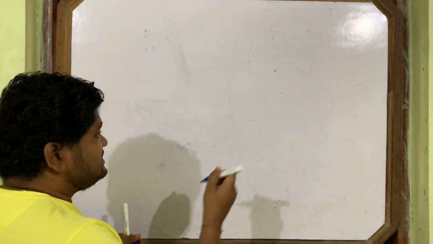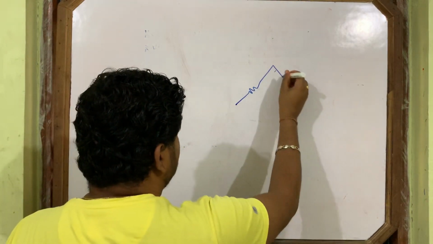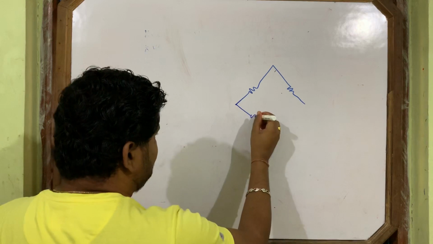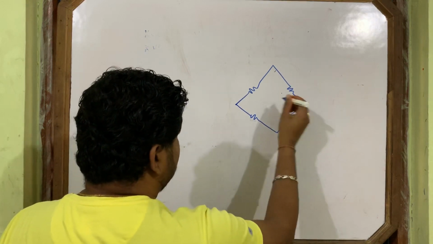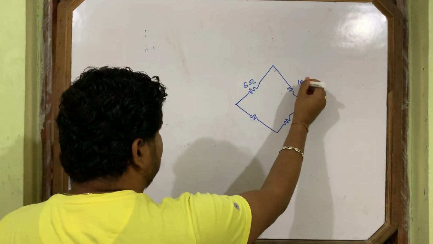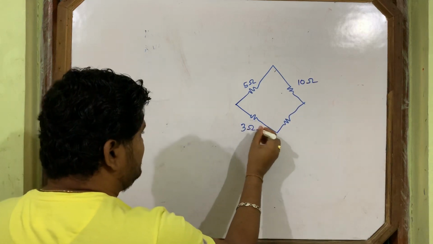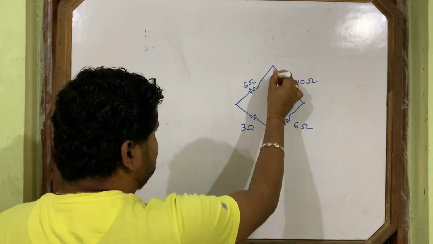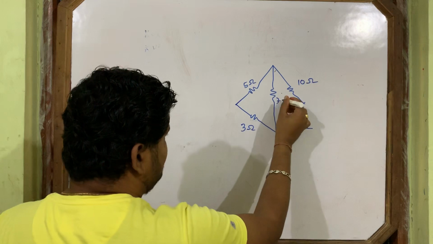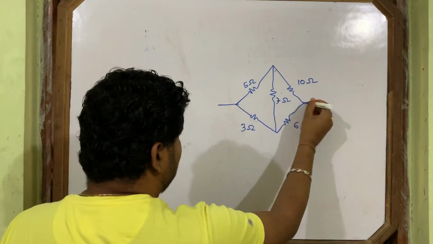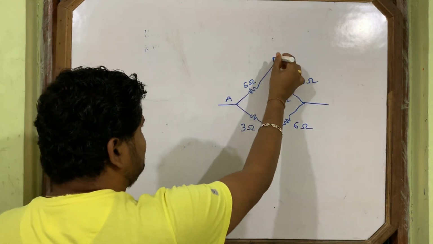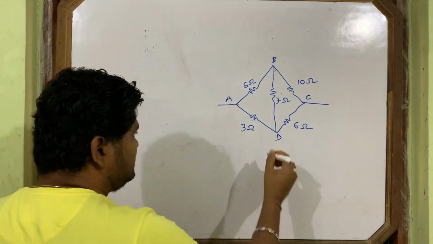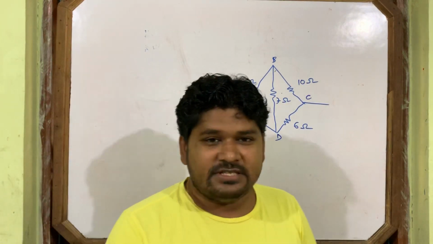To find the effective resistance, you can try this question. Okay, this is the question you can try. Very simple question. 5 ohm, 10 ohm, 3 ohm, 6 ohm. Here is 7 ohm. These are the two points A, B, C, D. Find the effective resistance of the circuit.